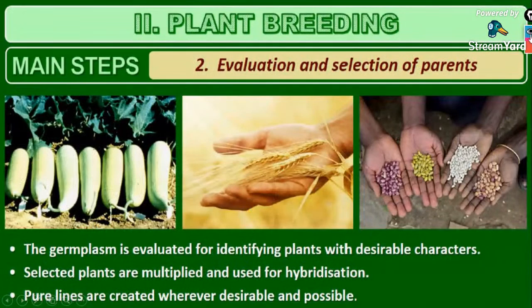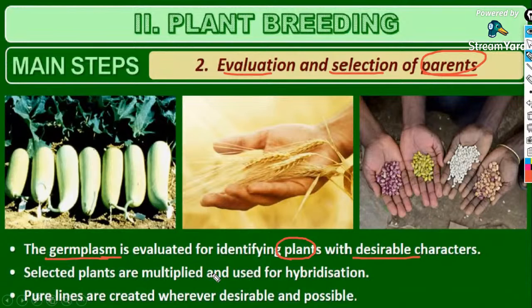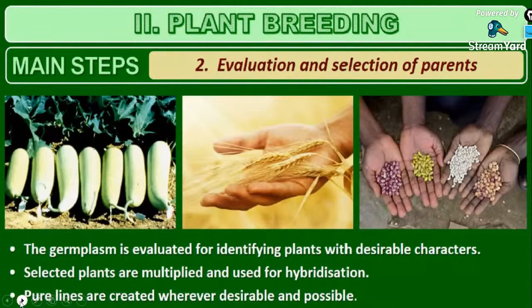Second step is the evaluation and selection of parents. The germplasm which is obtained is evaluated for identifying the plants with the desirable characters. The selected plants are multiplied and are used for hybridization. Pure lines are created wherever desirable and possible. Pure line means same as the parent or the ancestral generation, and these are created by the second step, that is evaluation and selection of parents.